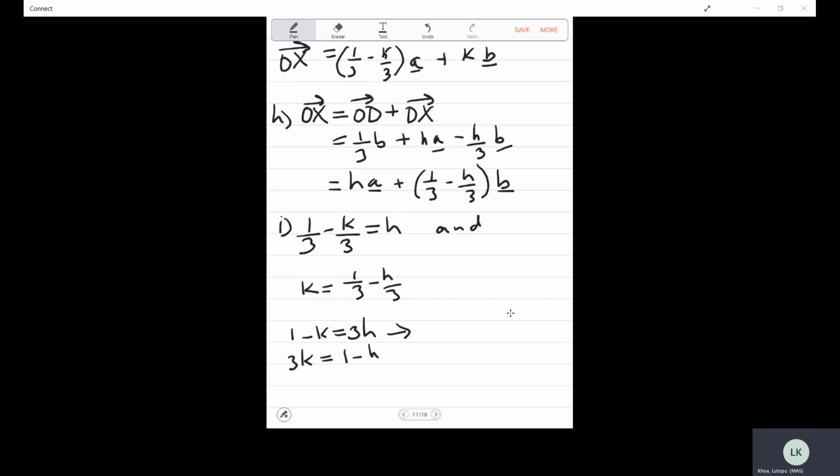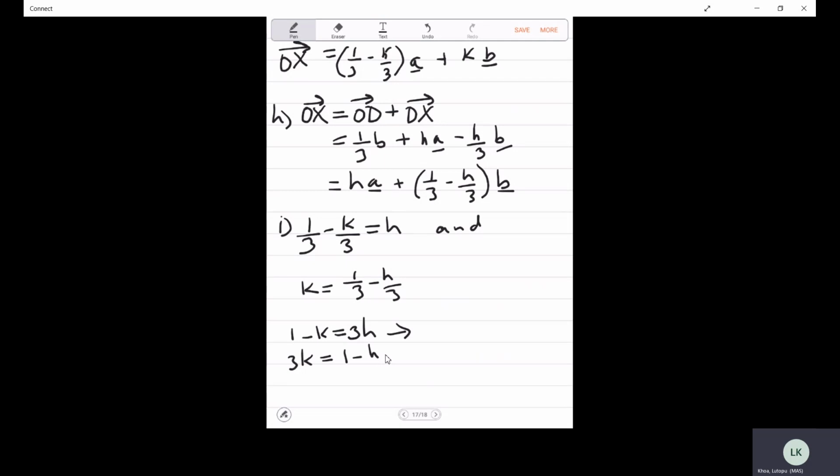Okay, 1 minus k is equal to 3h. Yes. Always good to check if what you've done is correct. Okay, so this looks fine. And k is equal to that. That looks fine. So I multiplied by 3 throughout. So I have 1 minus k is 3h, and then 3k is equal to 1 minus h.